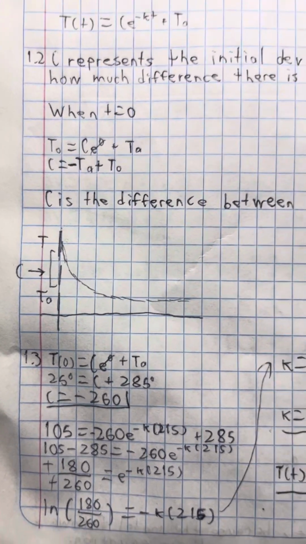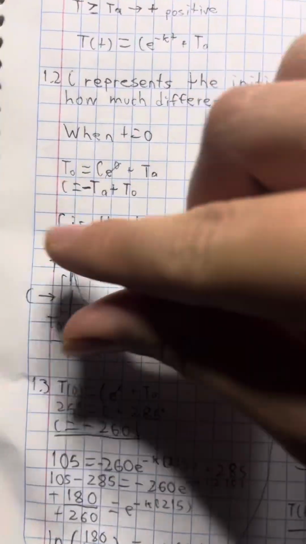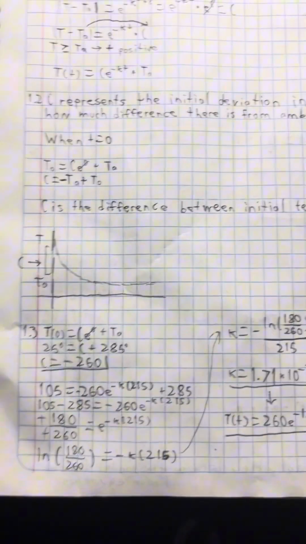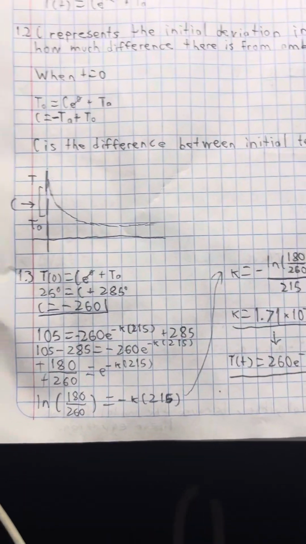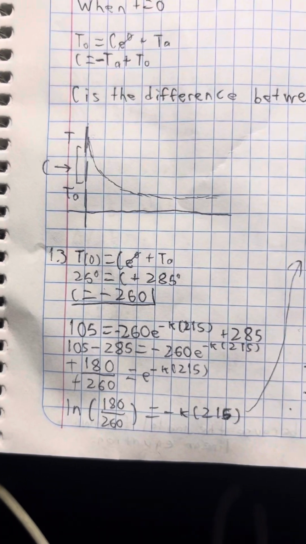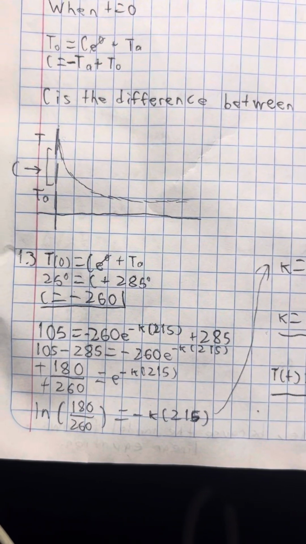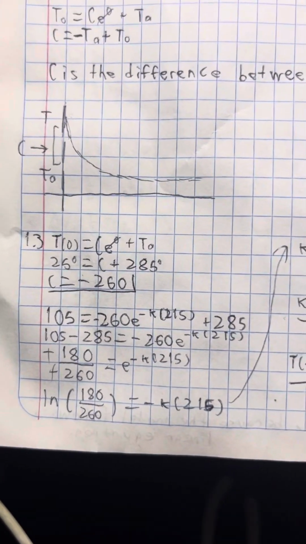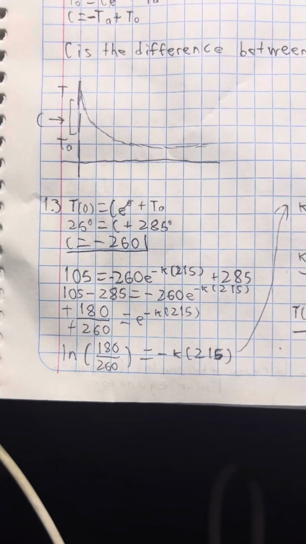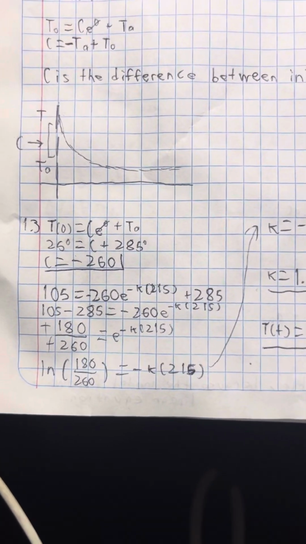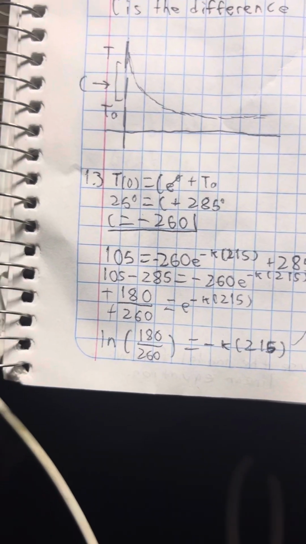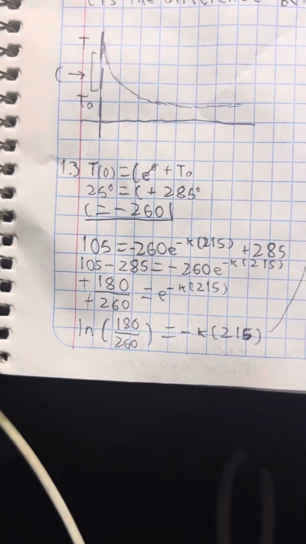It would be like a really little space between them. And then for 1.3, I got C by putting the initial temperature value of 25 degrees and the ambient temperature value of 285, and I just cleared C out. And then when you have C, you now can get K. To clear K out, you have to first pass the 285 as a rest, then you make the division. Since it was negative over negative, they turn positive.